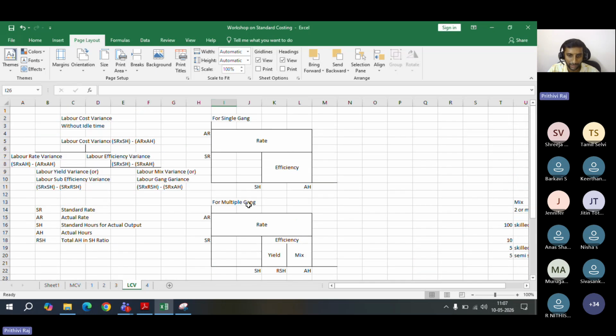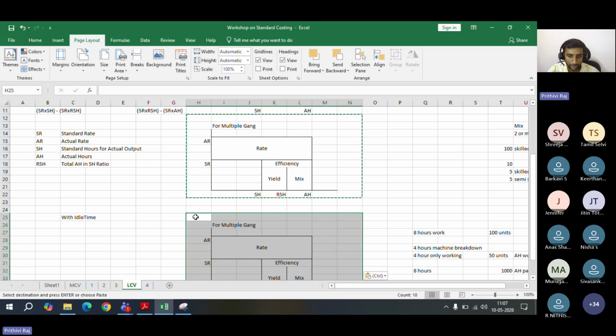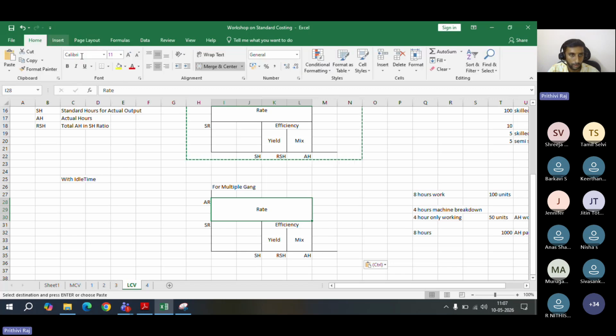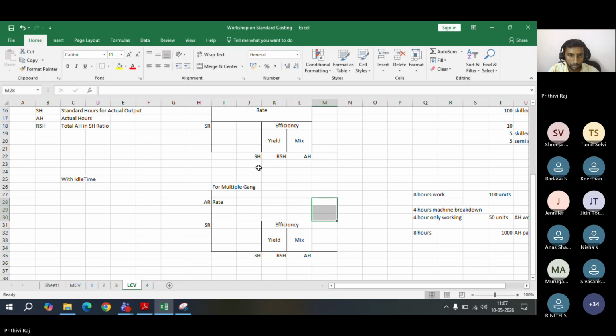Similarly, single gang, multiple gang, same concept only. For single gang, there won't be mix variance. I'll take this graph itself, or else you will have many graphs. With the same graph, what I'm going to do is rate variance. Just one minute, I'll put the graph and explain it.